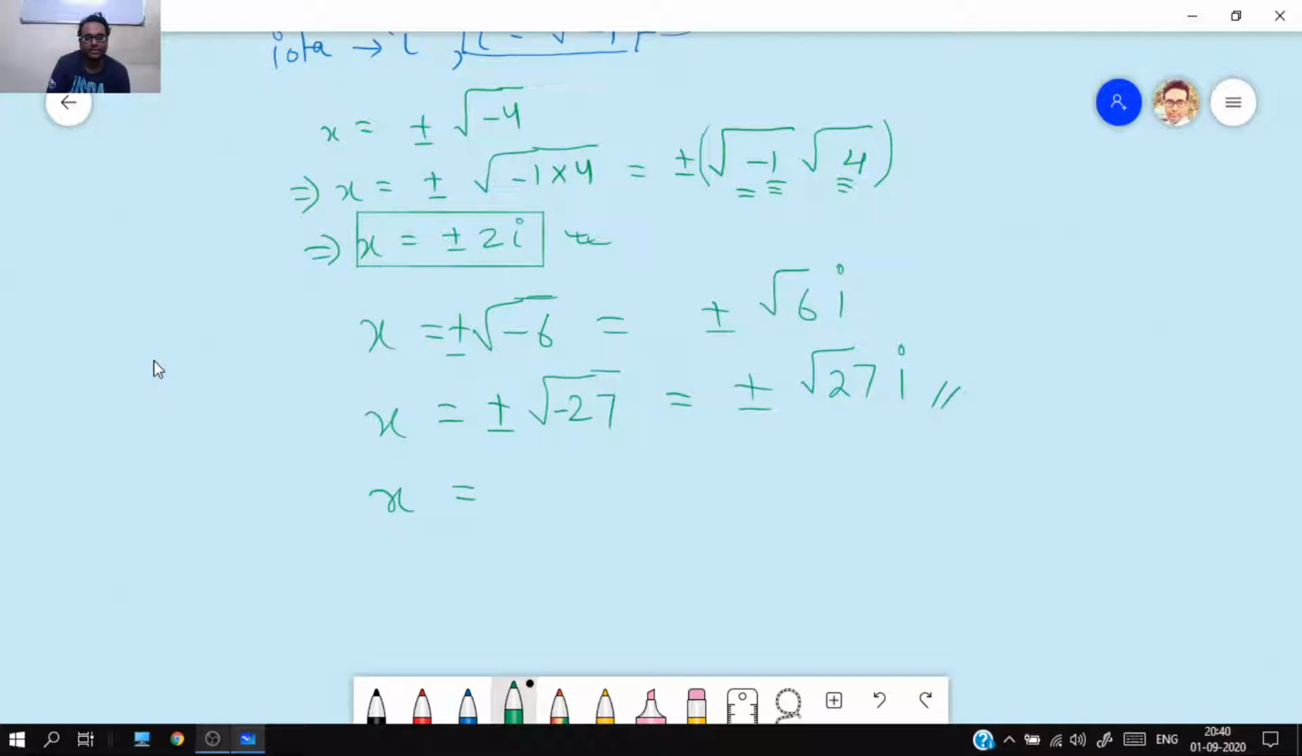Let me take quickly a last example: plus minus under root minus 81. What will be the value? Plus minus 9i. So with the help of iota, we can solve any negative number in general which is under square root. Okay, I hope I am clear till now.